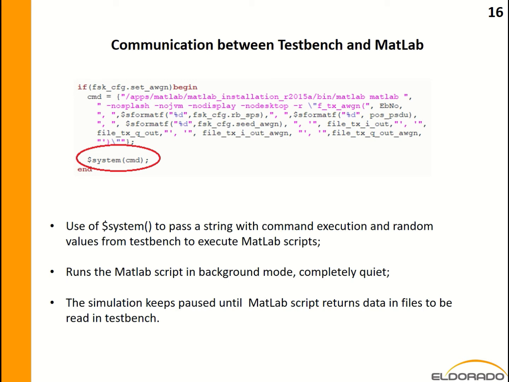Basically, the string passed is formed with the location of MATLAB execution, some directives to run MATLAB completely quiet, and the name of the script to run. Some values generated in the test bench can also be passed to the MATLAB script. The script reads, processes, and stores the data files, returns the control to the test bench, and continues the simulation without user intervention.